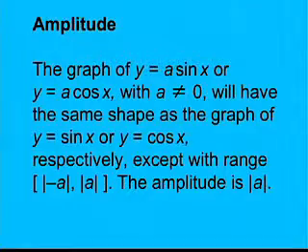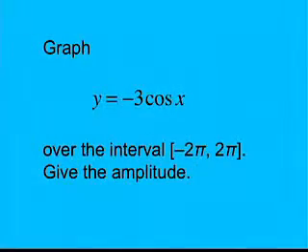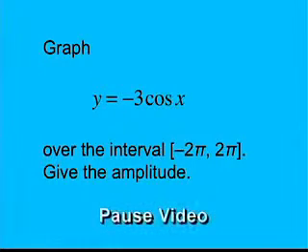Well, now it's time for you to try a problem. So I would like you to graph y equals negative 3 cosine of x over the interval negative 2 pi to 2 pi inclusive, and then give the amplitude. Pause the video while you work on this problem, and when you are finished, restart the video to check your solution.